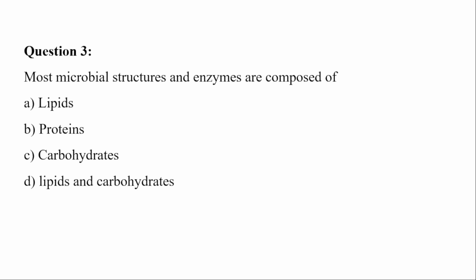So the next question, number 3. Most microbial structures and enzymes are composed of option A, lipids, option B, proteins, option C, carbohydrates, and option D, lipids and carbohydrates both. So we have to tell which of the following macromolecules is present in the most amount in the microbial structures and enzymes.